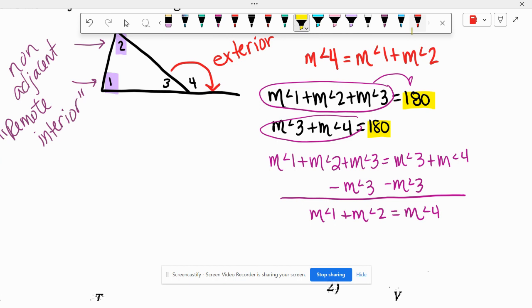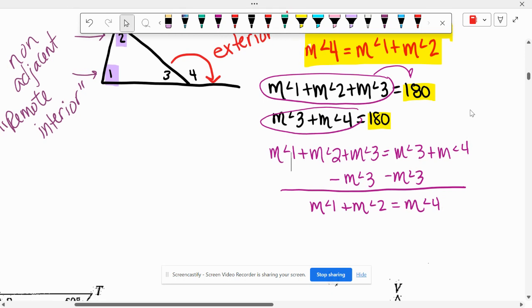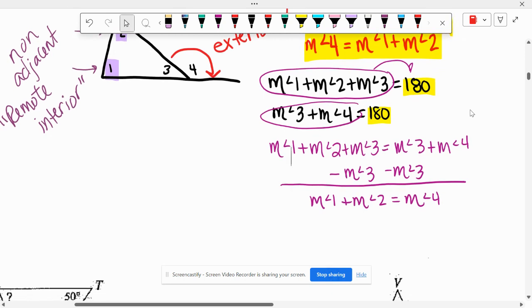That's exactly what we wrote right here. The exterior angle equals the sum of the two remote interiors, or the non-adjacent interiors. So we're going to use that idea and simplify or solve for the missing angle. Are we ready?